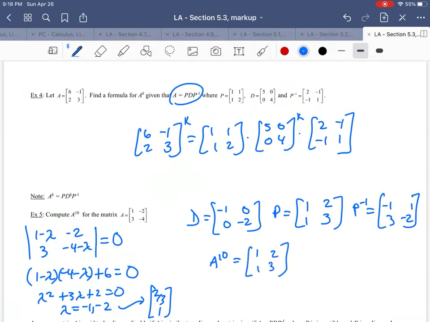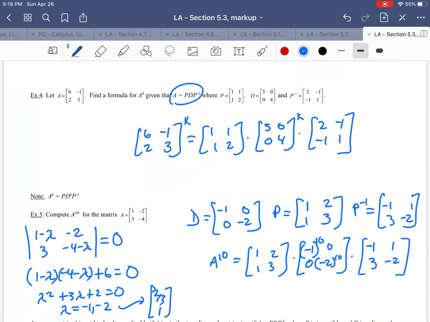All right. So if you want to do A to the 10th, A to the 10th would just be P, 1, 2, 1, 3, times your D, -1, -2, 0, 0 here. And we're going to take these to the 10th power. So this is going to be to the 10th power, and that's going to be to the 10th power. And then times P inverse, well, that's -1, 3, 1, and -2.